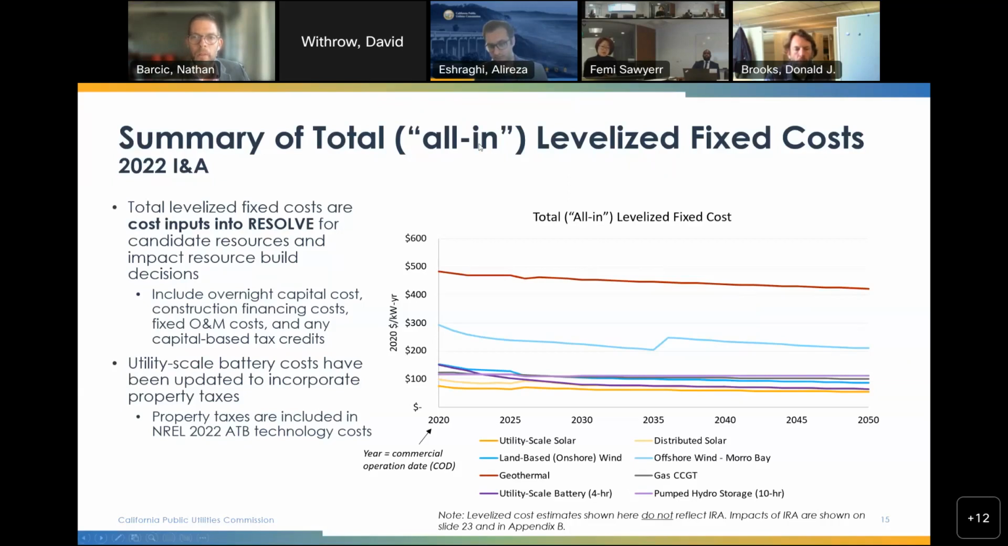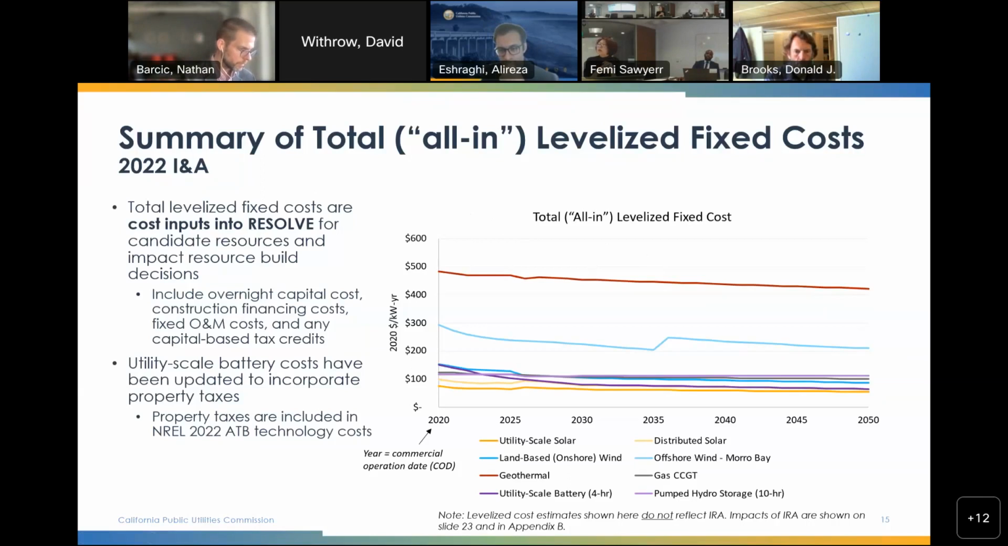So you can see here that for most technologies, the total levelized fixed costs are concentrated in that $100 per kilowatt per year range, with offshore wind and geothermal being higher than most of these technologies. And I want to reiterate that these costs are the total levelized fixed costs. We have included additional results on the LCOE, or the levelized cost of energy, as an alternative comparison for these technologies. And these results are included in the appendix.